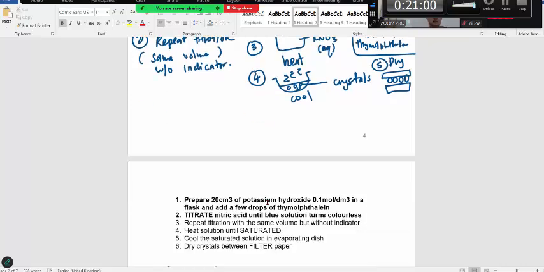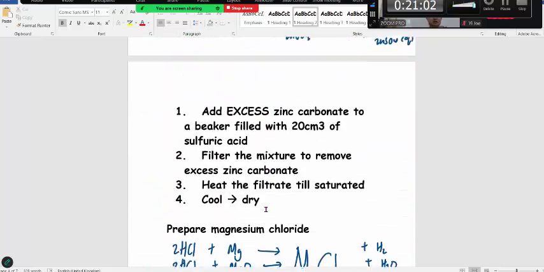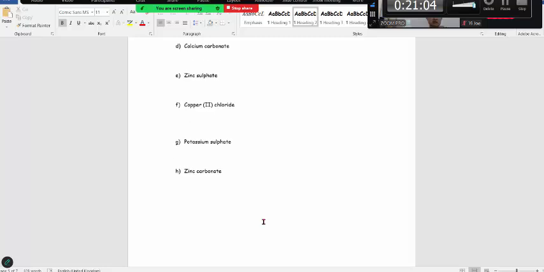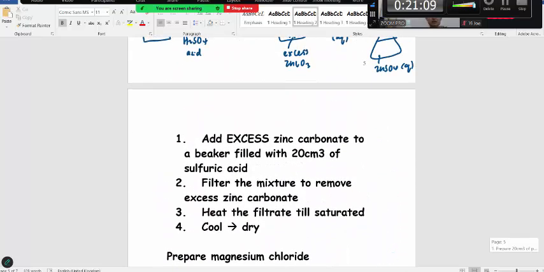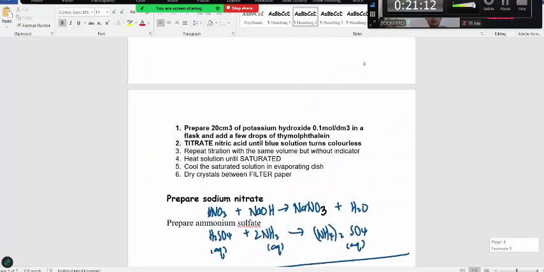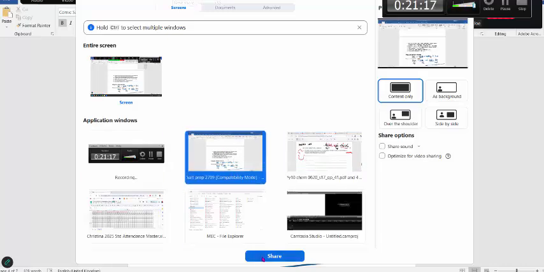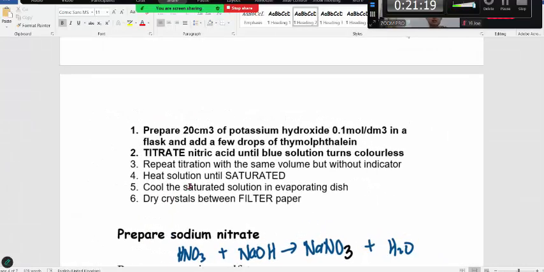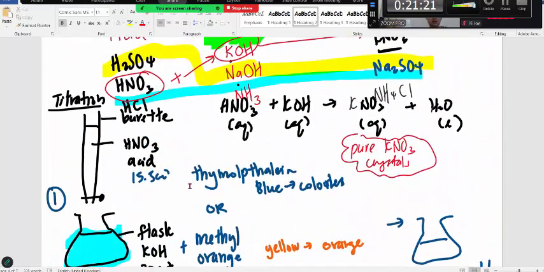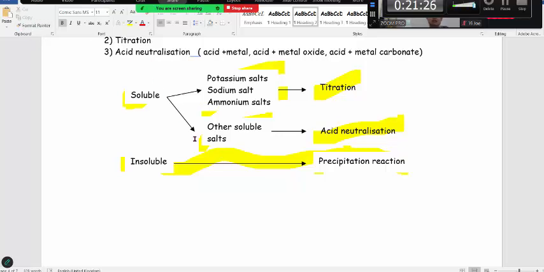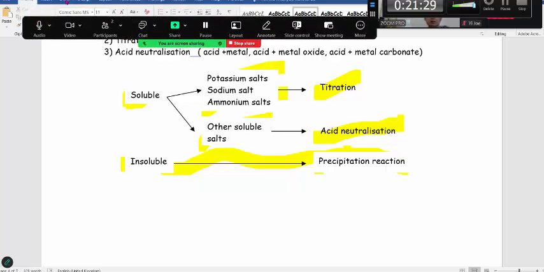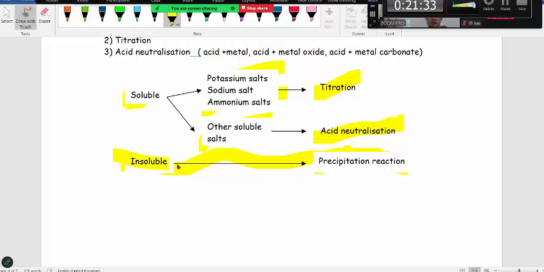Yeah, last week we did this already. Did we do the insoluble also? Oh, we didn't do insoluble. We only did soluble lah. Oh, I'm so sorry. My fault, my fault. Last week we only did titration and acid neutralization. I didn't teach you this yet. The insoluble one I didn't teach you yet. Okay, I'll teach you now. Oh, I'm so sorry. This part I haven't taught you.